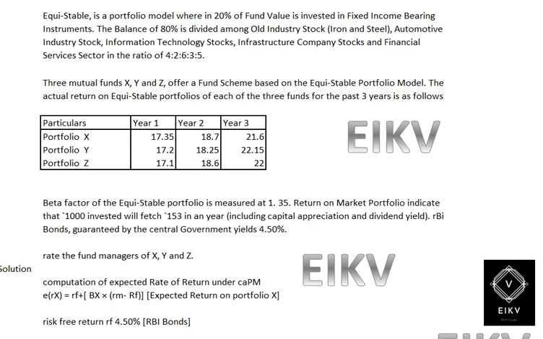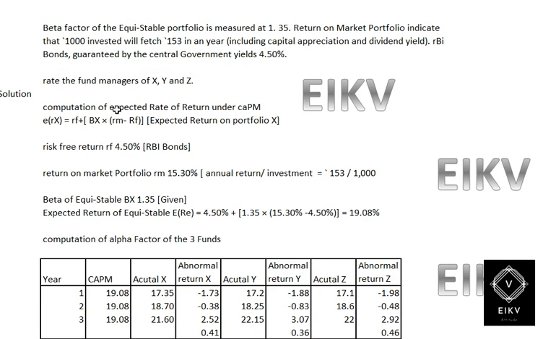So as we are discussing the solution, first of all we need to compute the expected rate of return, which is the CAPM method. So for the computation of CAPM, that is E(Rx) equals RF plus beta into (RM minus RF), which will be the expected return.